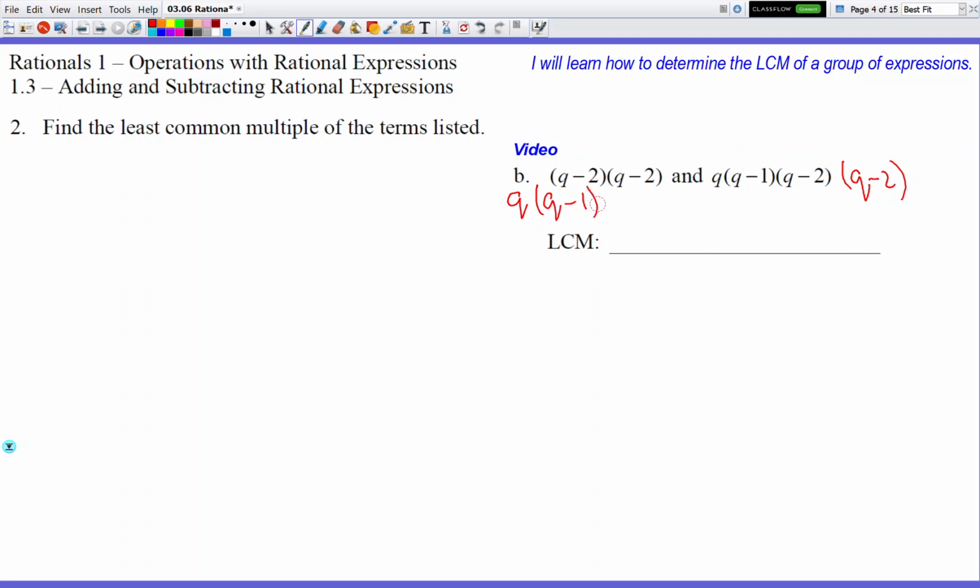So let's do a quick inventory check and see if everybody has the same exact matching thing. Both sides have a q, both sides have a q minus 1, and both sides have two q minus 2's. So when I write the LCM, I write q, q minus 1, and q minus 2 quantity squared. You can write these in any order if you want. You can write q minus 2 squared first, and then q minus 1 after that. It doesn't really matter. As long as you have the same elements on both sides, you found your LCM. Okay, next problem.